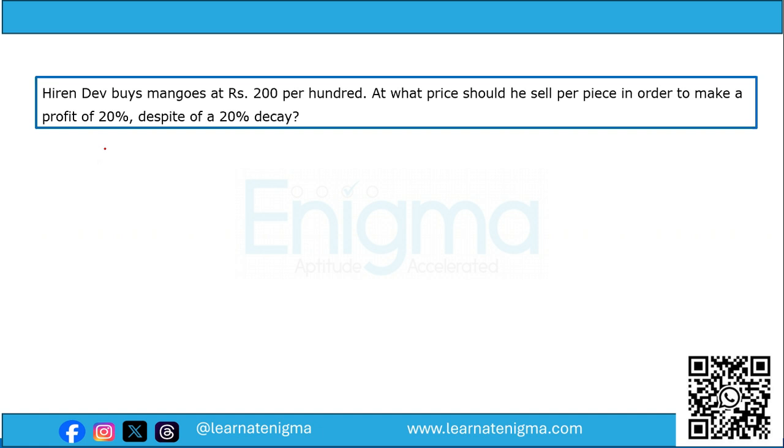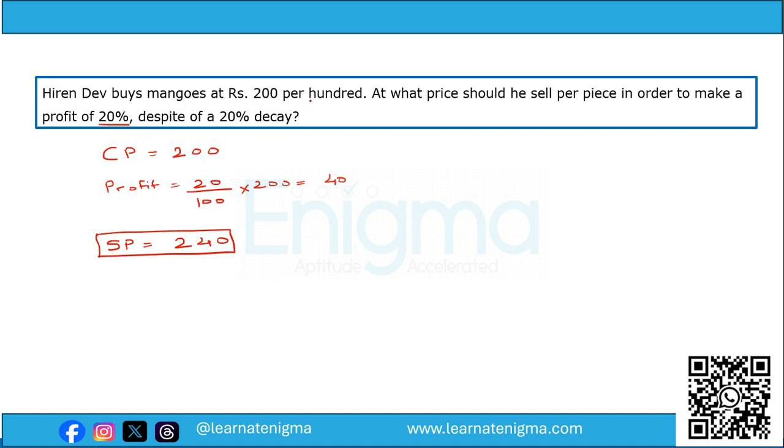Now, Hiren Dev's total cost price is 200 rupees. Now he wants a profit of 20%. That means he wants a profit of 20% of 200. That is 40 rupees. That means his total selling price needs to be 240 rupees.